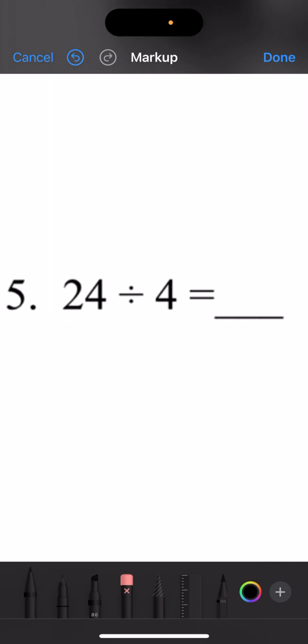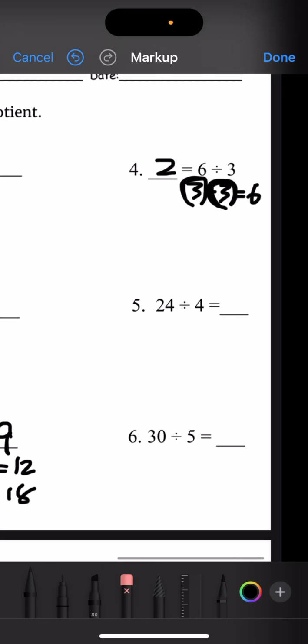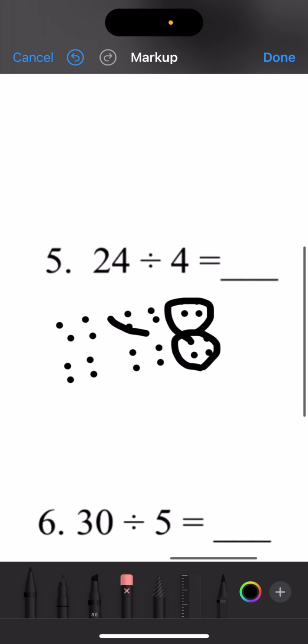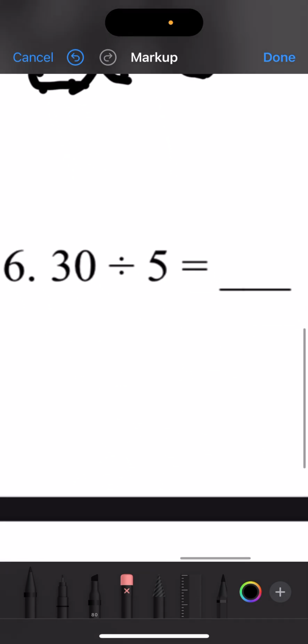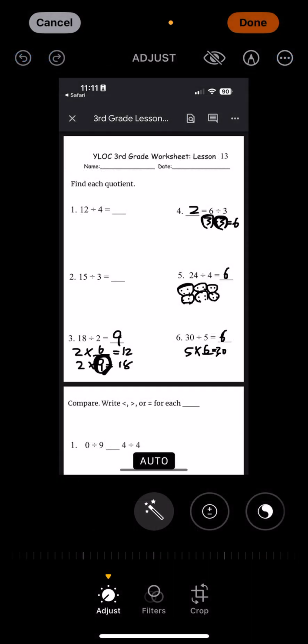24 divided by 4. Okay, let's just do it the way we did for number 1. 1 2 3 4 5 6 7 8 9 10 11 12 13 14 15 16 17 18 19 20 21 22 23 and 24. So in total we have 6 groups of 4s to form 24. Then 30 divided by 5, we could do 5 times blank is equal to 30. And we'll do 6, and that works.